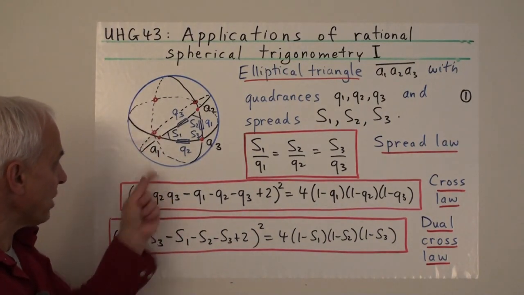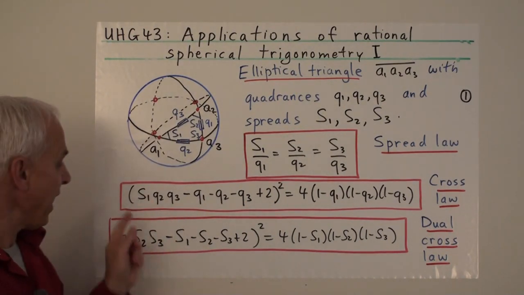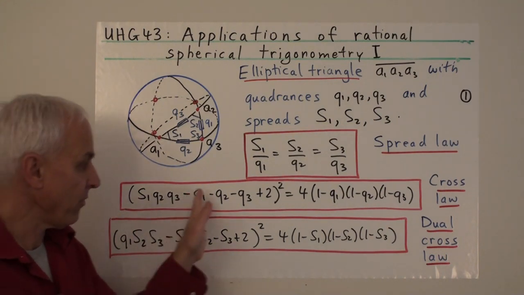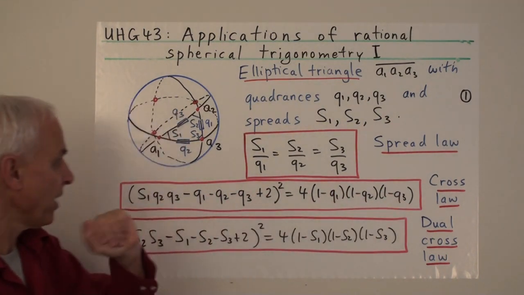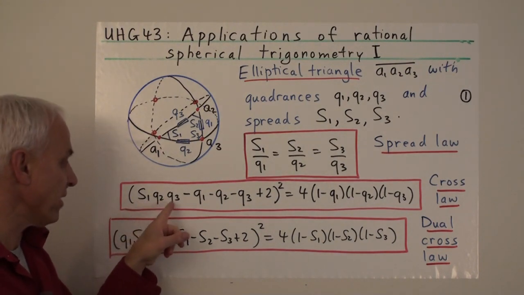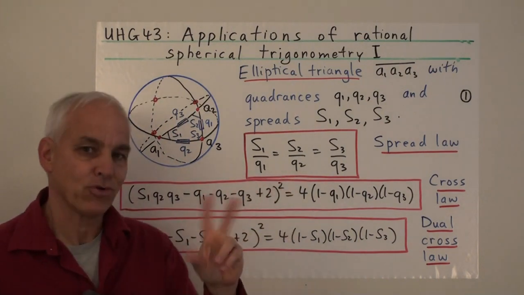And if we wanted to know something about S2, we would replace this first term here with S2 times Q1 times Q3. The rest of it would be identical. If we wanted to know about S3, we would replace it with S3 times Q1 times Q2. So there's really three symmetrical cross laws.